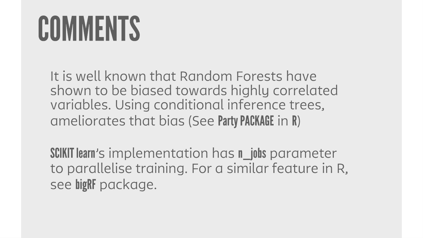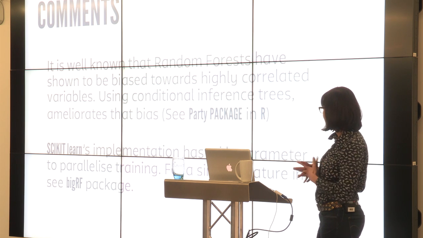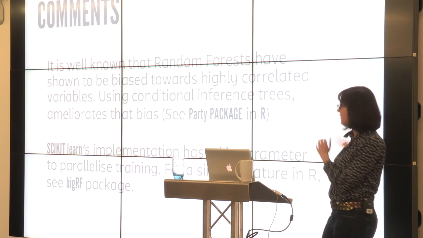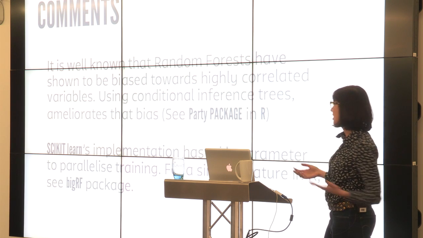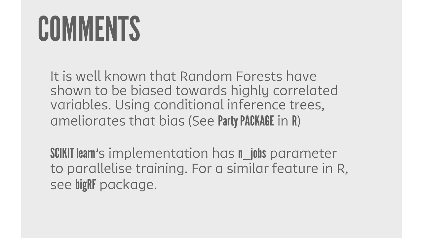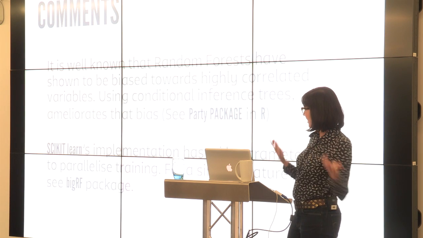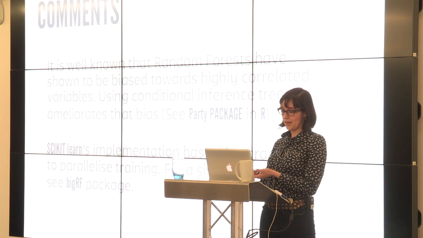Some comments. It is well known that randomForests have been shown to be biased towards highly correlated variables. Using conditional inference trees, you ameliorate that bias. If you see the party package in R, they use conditional inference trees. So one could try to use this implementation to see if you get better results. For scikit-learn's implementation, you have the n_jobs parameter to parallelize training. So that is definitely better than the standard randomForest library. And for a similar feature in R, you have to look at the bigrf package.